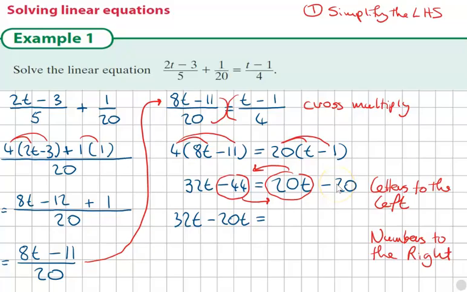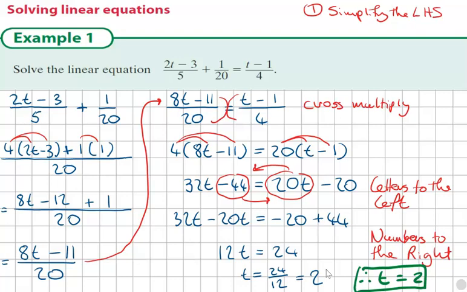So the minus 20 is already on the right, so that stays the same. But the minus 44 comes over and becomes positive 44. Then we simplify 32t minus 20t, and then minus 20 plus 44. So you get 12t is equal to 24, and dividing across by 12, we get t is equal to 2. Therefore, t is equal to 2.